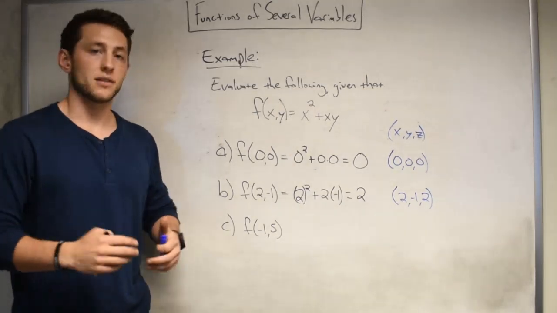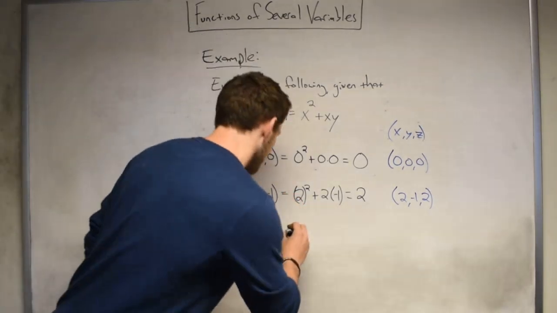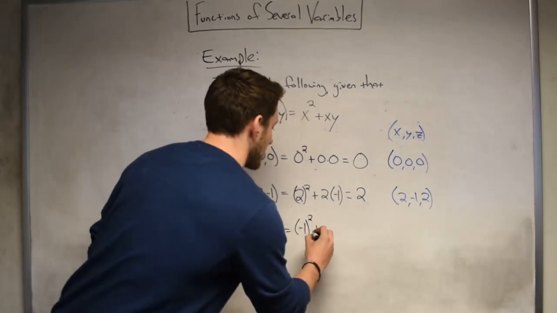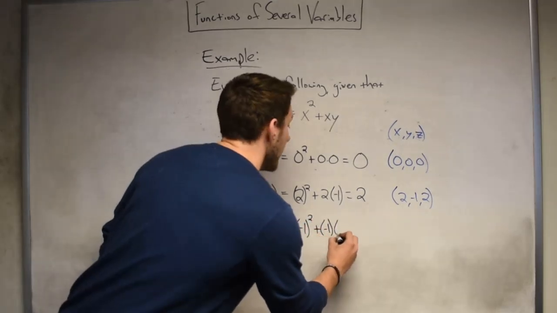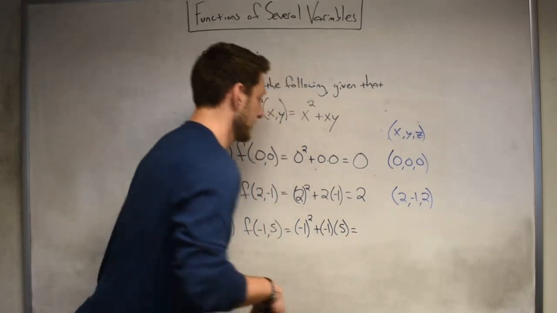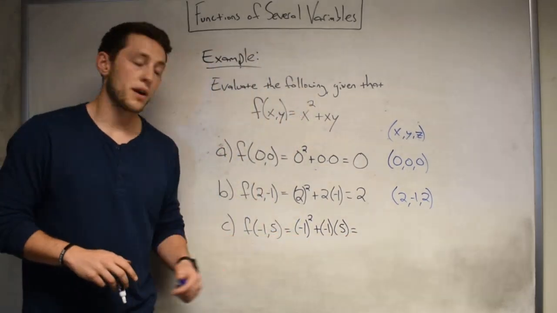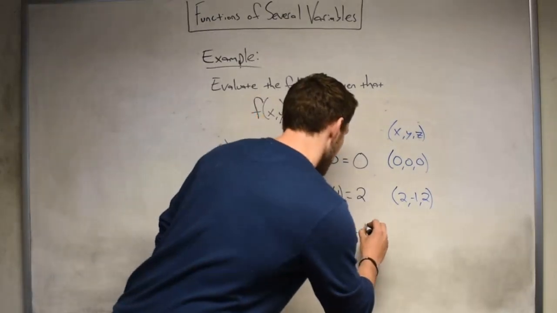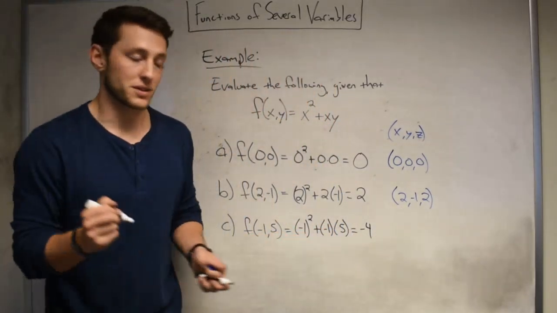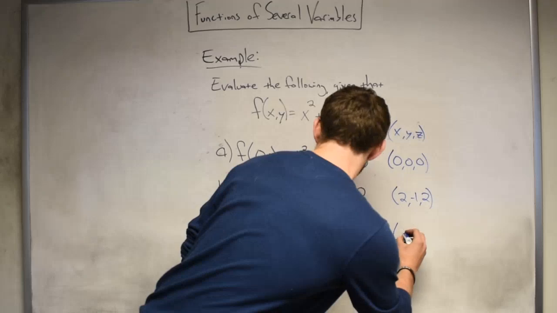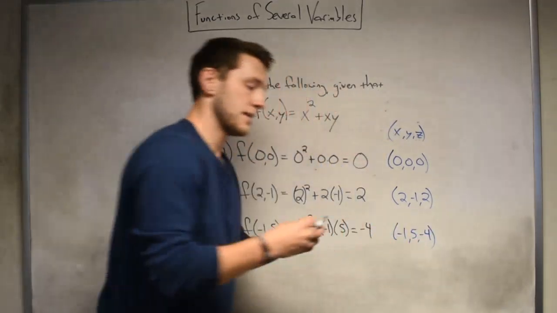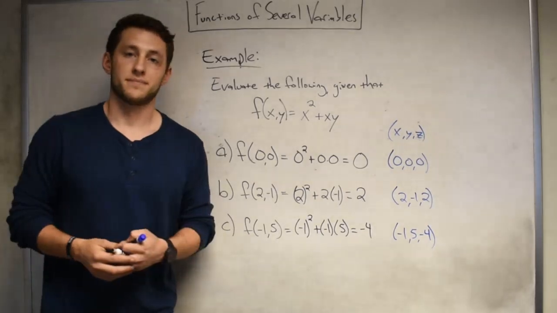Last but not least, let's consider the point negative 1 comma 5. Plug in negative 1 for x, so negative 1 squared plus negative 1, and then plug in 5 for y. Well, negative 1 squared is a positive 1, minus 5 gives me a negative 4. So ultimately, the point negative 1 comma 5 comma negative 4 is a point on our function.